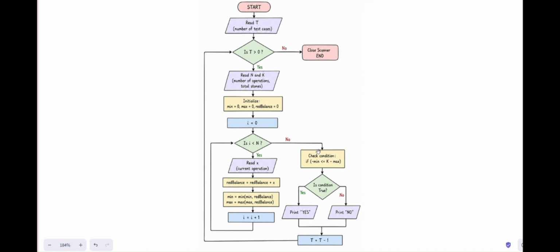If we bring this maximum to the left side, we see that minimum plus maximum should be less than or equal to k. That means the total stones should remain k. It should not be greater than k. If this condition is true, then we will be printing yes, otherwise it is not possible, since the total stones cannot become greater than k. And we will be moving on to the next test case.